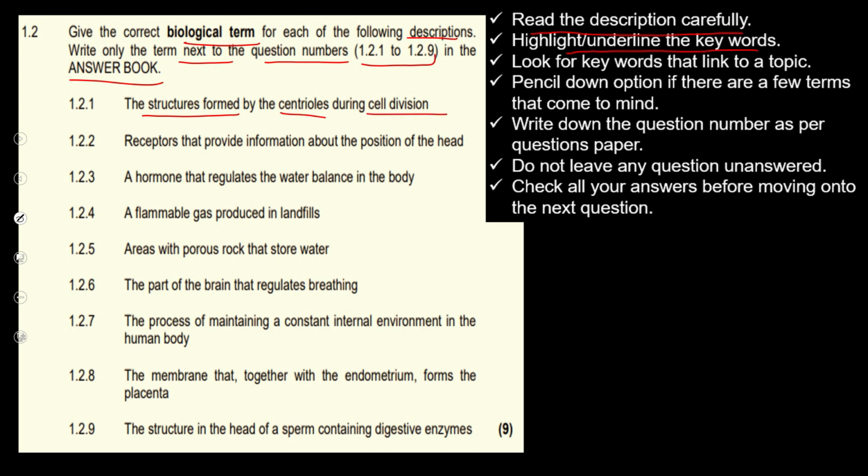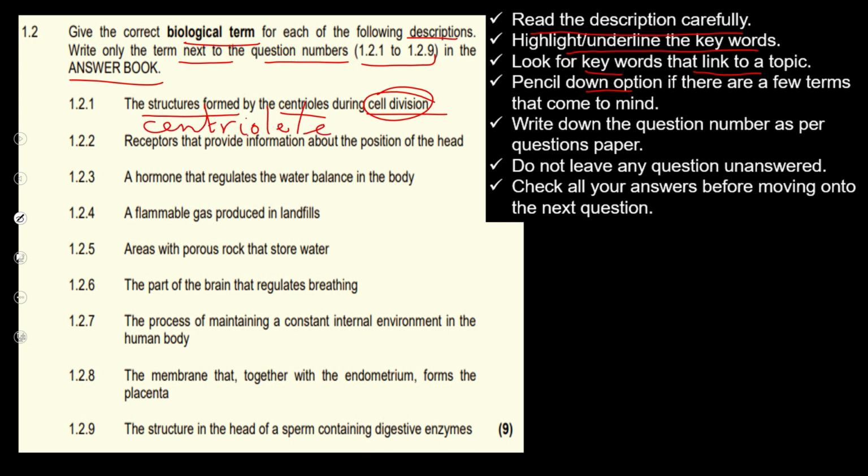Highlight the underlined words, which we've just done. Look for key words that link to the topic. Guys, key words are cell division. So we know that now we're thinking about meiosis, and that helps me to zero in on the topic. Pencil down a few options there. So, structures that are formed by centrioles during cell division. Are these your centrioles?